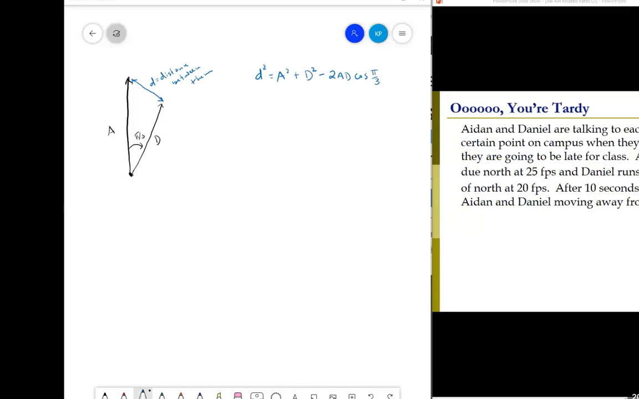Mr. Kim, would we have to find a derivative of this relationship here in order to solve the problem? Yes, but I will say we can simplify this a little bit because cosine of pi over 3, if you guys don't know, is a half. So then this is going to be d squared equals a squared plus capital D squared minus AD, because half of 2 is 1, right? So this is actually our actual equation that we're dealing with, which makes it a little bit easier, I hope.